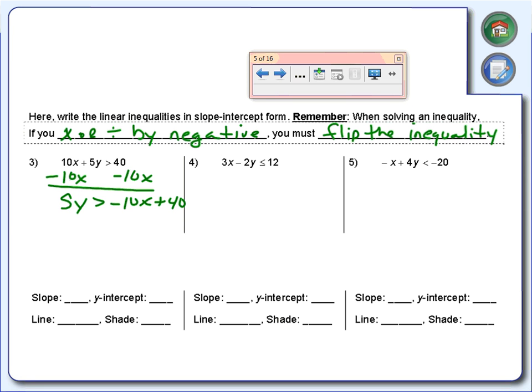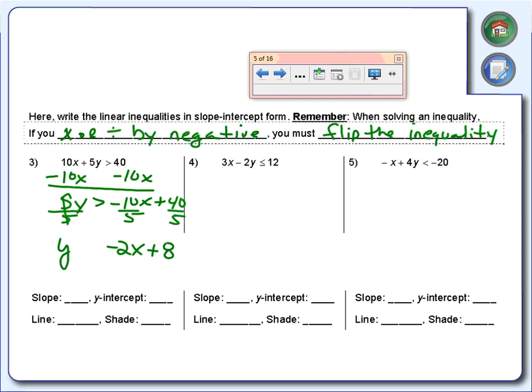So I move the 10x over first, subtract. Next thing I'm going to do is divide everything by 5, y by itself. So a negative 10 divided by 5 would end up giving me a negative x. 40 divided by 5 is going to be an 8.